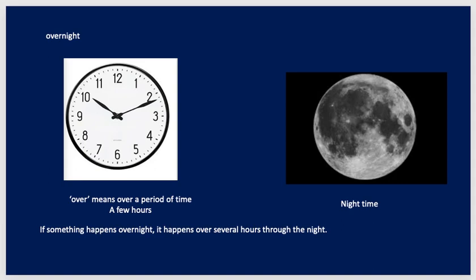Overnight. The word over, I put a clock there because overnight means over several hours, and nighttime, of course, you know what that means. But over means around and around, several hours. The clock would turn around and around, and it would happen at nighttime. So over or throughout the night is what overnight means.